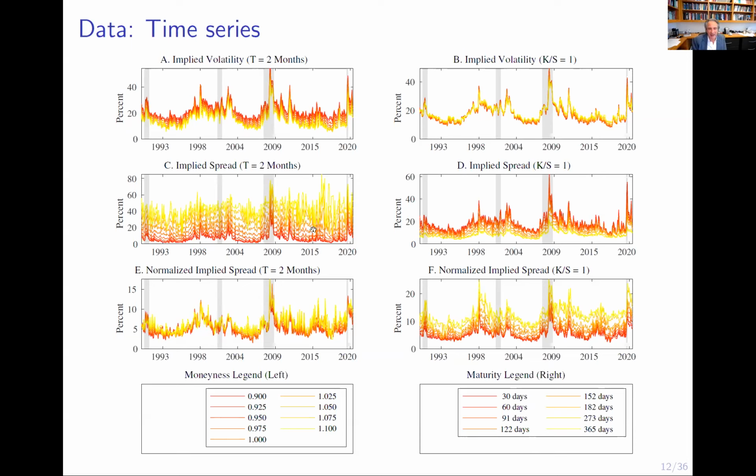So how are these three series correlated with each other? We can do a principal component analysis to look at the PCA of implied volatility across all series, the PCA of implied spread, and the PCA of normalized implied spread, just to see also the shocks, whether they're the same shocks or different shocks. They're highly correlated. You can tell they are highly correlated by just looking at this.